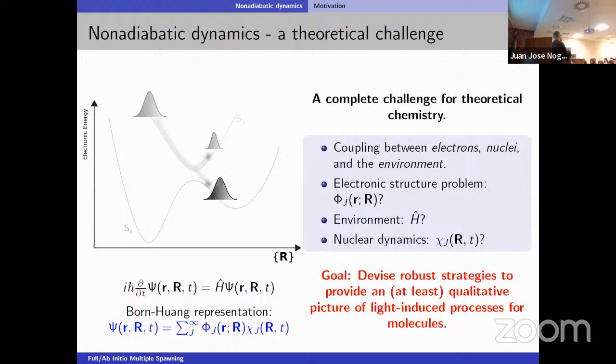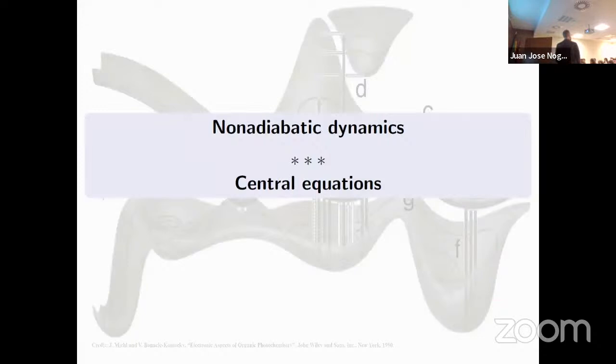Okay? That's the main idea. Now, let me introduce some of the main equations, the formal equations, the ones that we can derive exactly from the concepts that we know, and that will be our starting point for further derivations.